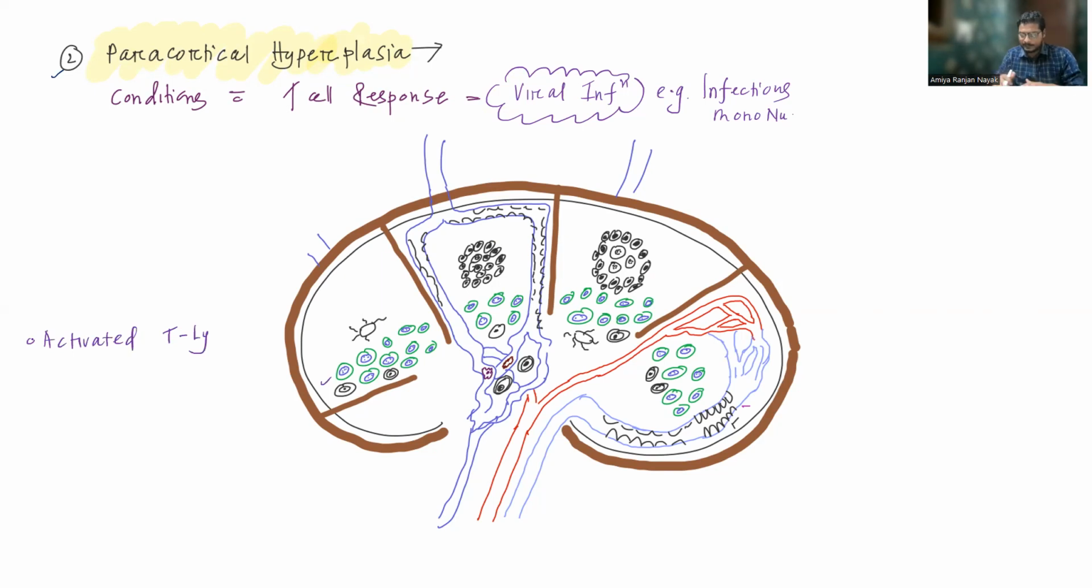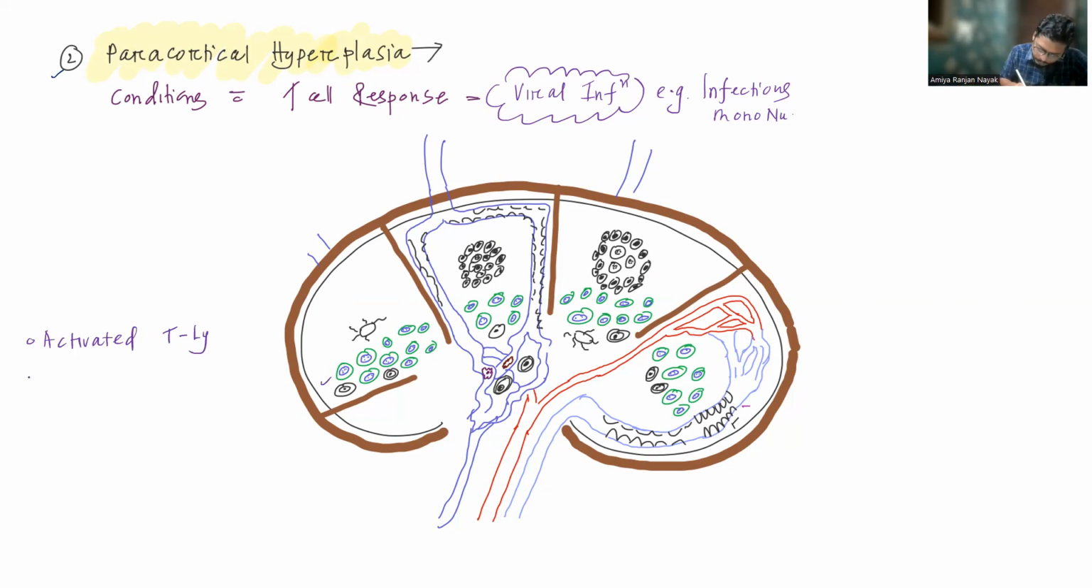Remember, in this diagram, for the sake of simplification, I have given different colors to the lymphocytes: black for B lymphocytes and green for T lymphocytes. But in reality, both B lymphocytes and T lymphocytes look similar. Under the microscope, it is not possible to differentiate B lymphocytes from T lymphocytes unless you apply specific markers. By just looking with routine stain, you cannot differentiate them. So you are going to find activated T lymphocytes in the paracortical area.